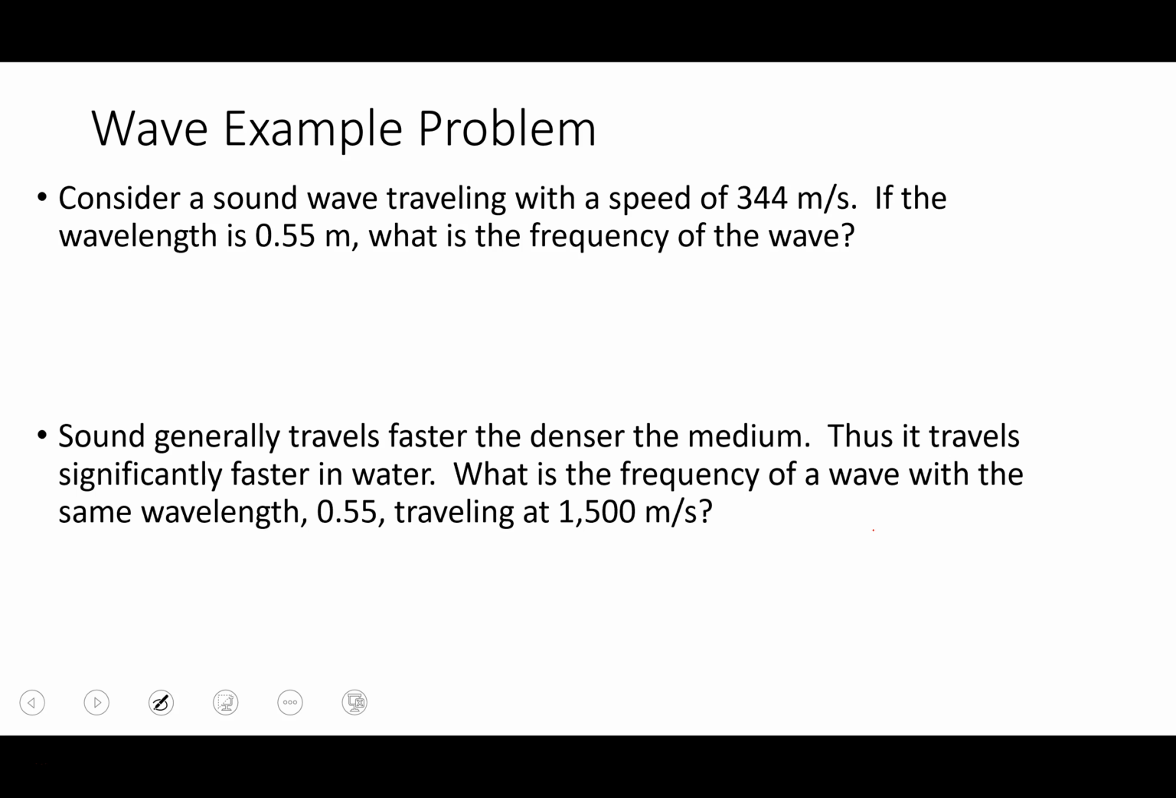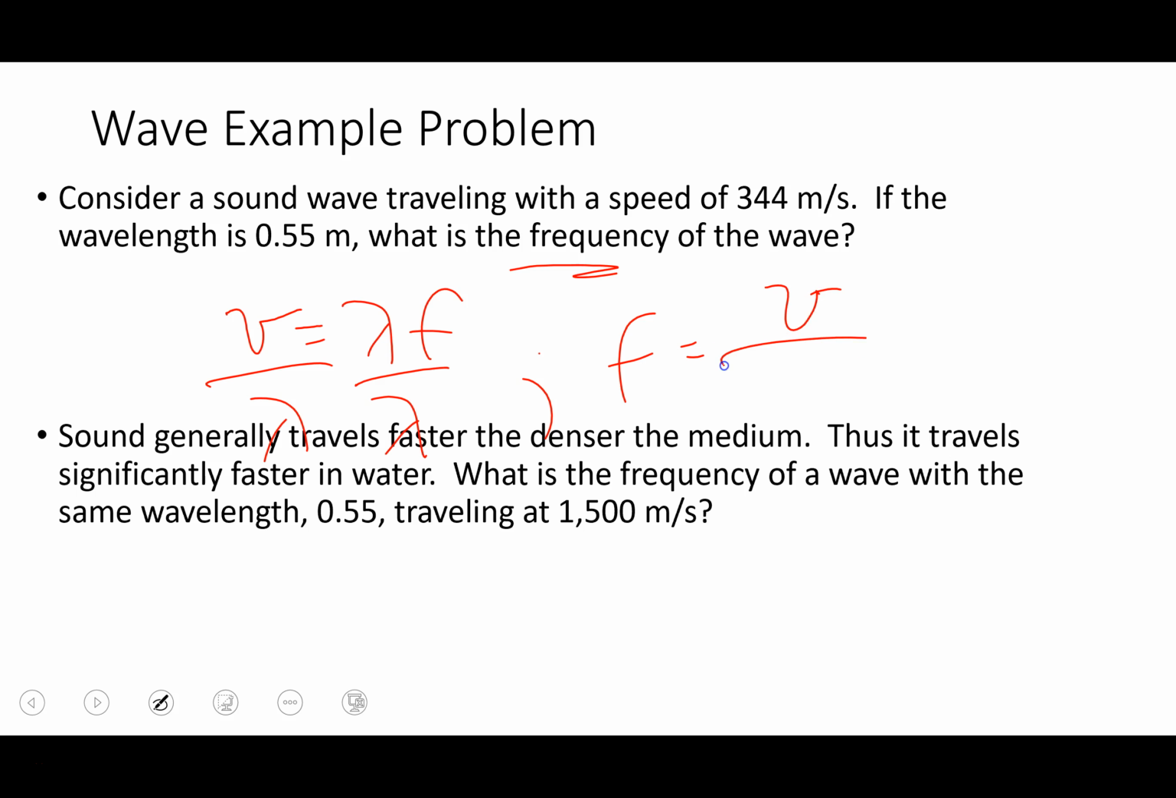Okay, so problems. Given wavelength and frequency, calculate speed. Like I said, you might only have this one where velocity is equal to wavelength times frequency, and you have to rearrange that. So what is the frequency? Remember how this works. If I want to get frequency by itself, I can divide both sides by wavelength. So frequency is equal to velocity over wavelength.